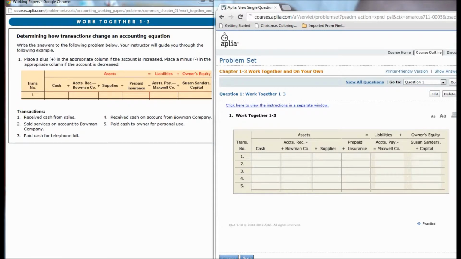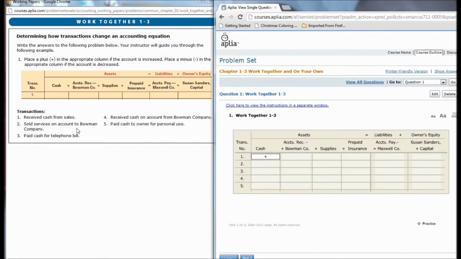Work together 1-3 deals with business transactions that affect our owner's equity. And again, we'll be talking about how revenue, expenses, as well as sales on account affect our owner's equity account, capital, as well as the rest of the accounts. So let's get started. Number 1, received cash from sales. Remember, as we do these, we break it down. Received cash. Cash is an asset. Since we're receiving cash, cash will be increased.